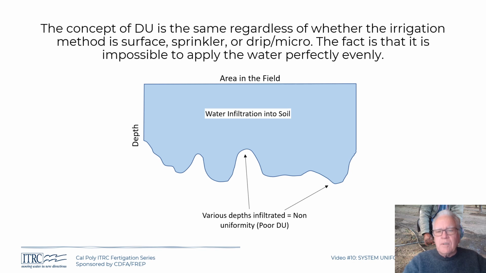Do plants all get the same amount of water? And of course they don't. And so how even is it? And then, by the way, how do you measure the uniformity? It's impossible to apply water perfectly evenly, but we try to get pretty good.